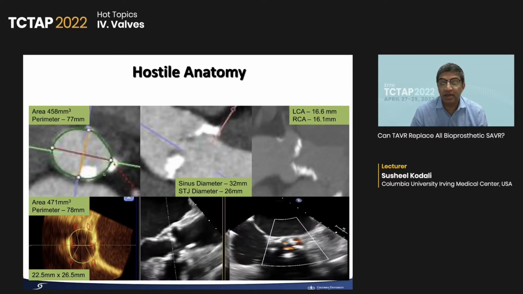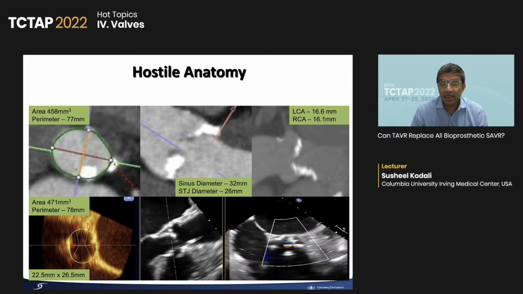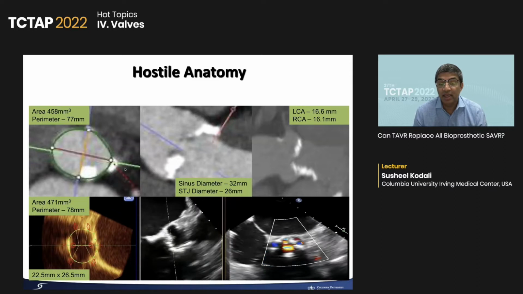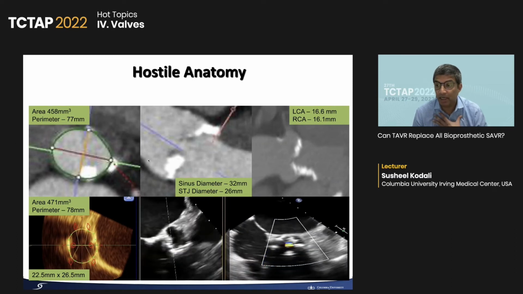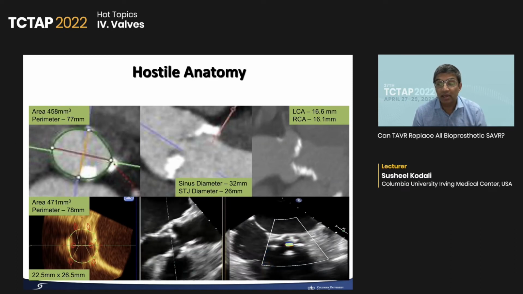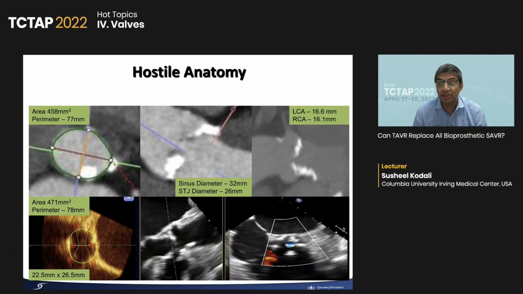We don't have devices that right now. I mean, Lotus, we had a good experience with this type of thing, but a lot of the devices now don't handle this type of pathology effectively. It may be okay in a high risk patient, but in a younger, lower risk patient, you're not going to accept mild to moderate PVL, in my opinion. You need to be less than mild or trace in these patients. So in these types of anatomies, TAVR may not accommodate.